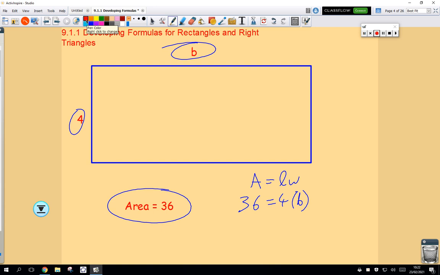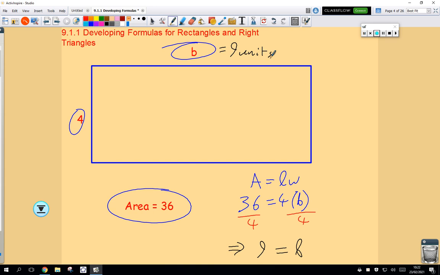What I'll do here to find b is just divide on both sides by 4. If both sides of an equation are divided by the same quantity, then the 2 sides remain equal. So I'm going to get 9 is equal to b, or b is equal to 9. Units in this case, not units squared, it's just a measure of length.